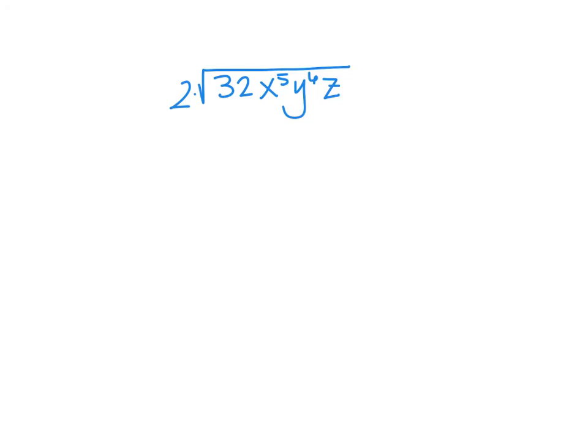So I want to look at 32. What perfect square goes into 32? Well, it should be 16. 16 times 2. Okay? Then we have x to the 5th. Well, x to the 5th, that's not a perfect square. X to the 4th is a perfect square because that would be even. And then I would have a leftover x to the 1st. Okay? Next thing we have is y to the 6th. Y to the 6th, that is an even exponent, so that is going to be a perfect square. And then we have z to the 1st, which is not. So remember, all of this is under the radical sign.